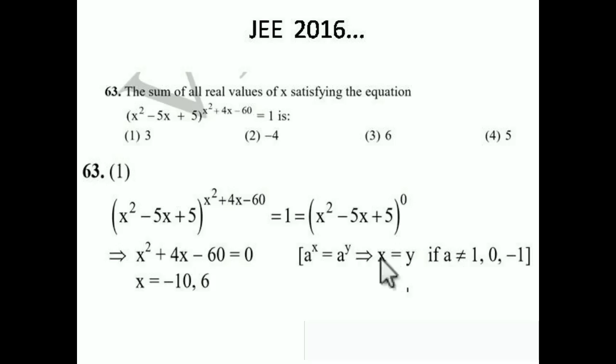We find the solutions, and we must also check whether they satisfy this equation or not. If I put −10 here, then it is satisfying the equation. If I put 6 here, it also satisfies this equation. But if I put 3 here, then it is not going to satisfy this equation. So this is the answer, 3. Answer option number 1 is my right option.